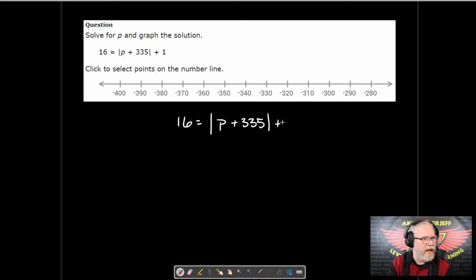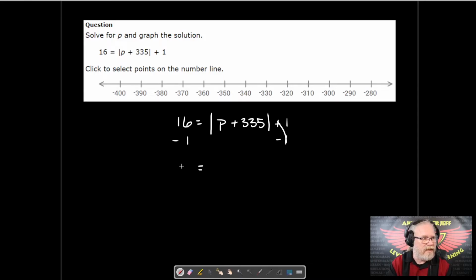And to that, I need to add 1. All right. I need to isolate the absolute value portion of the equation. It has a positive 1 to it, so let's go ahead and subtract 1. What we do to one side, we'll do to the other. That's going to get rid of that positive 1 over here on the right, correct? Which works towards our goal of first isolating the absolute value portion of the equation.